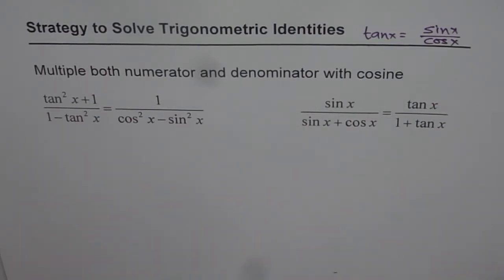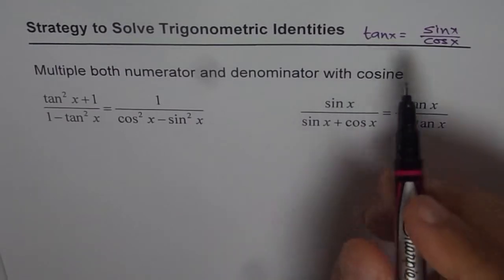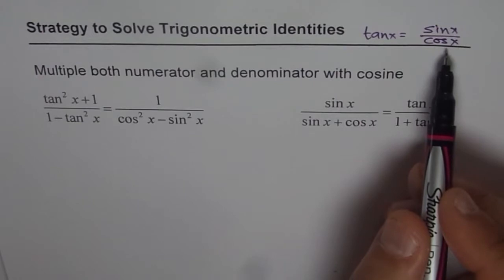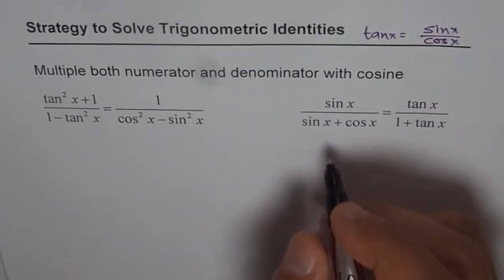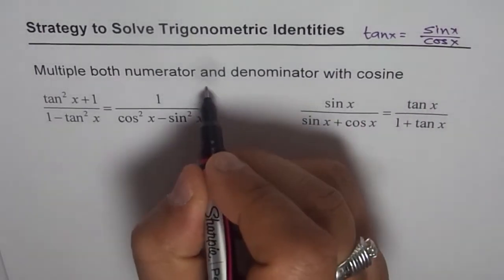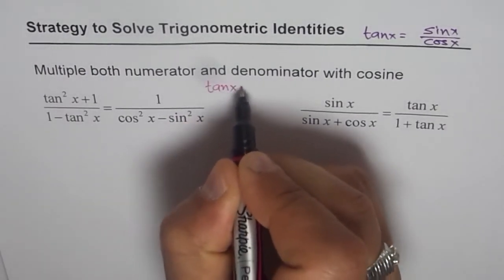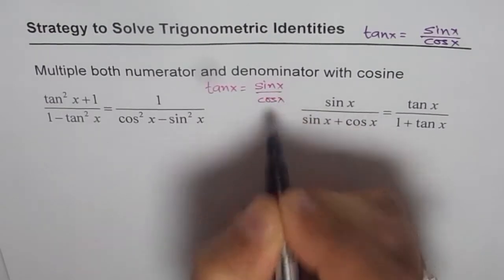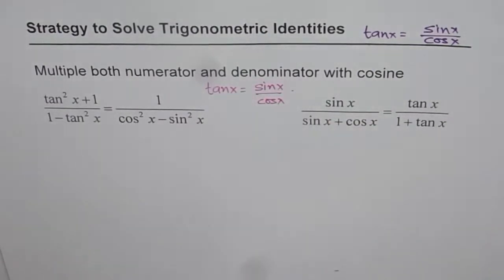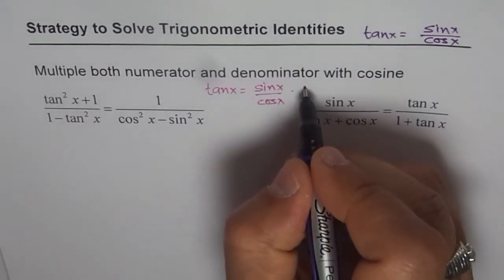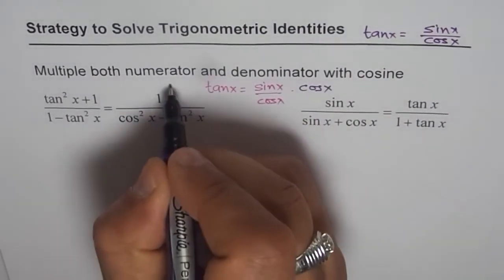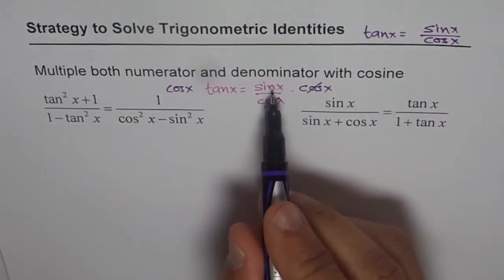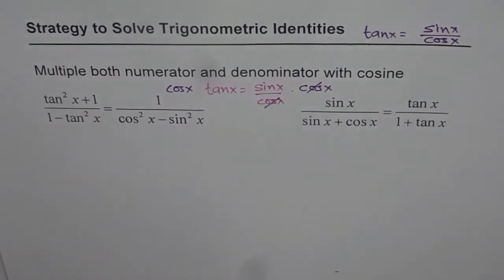So what I do is adopt a strategy where I don't substitute tan x as a ratio of sine and cosine. I'll show you what I do. So tan x equals sine x over cos x. But if I multiply both sides by cos x, what happens? You see cos x cancels and we are left with sine x. So that is the strategy.